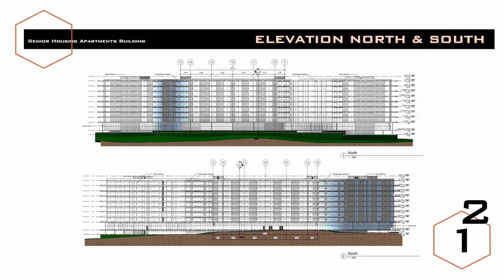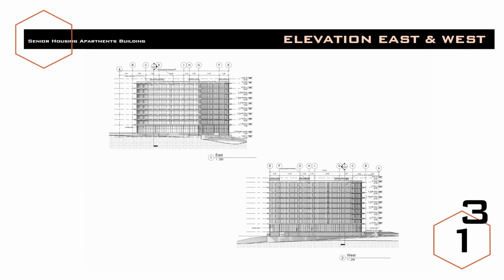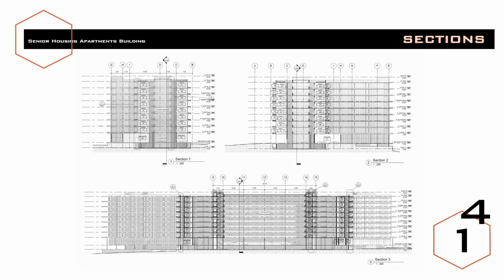In this slide, we present the north and south elevation of the building. The facades incorporate large windows for natural light. The design focuses on clean lines and modern materials to create a welcoming appearance. This is the elevation east and west. These are the sections of the building.